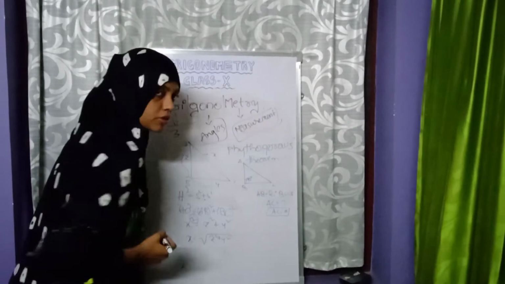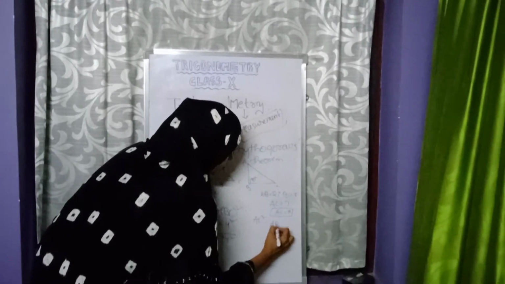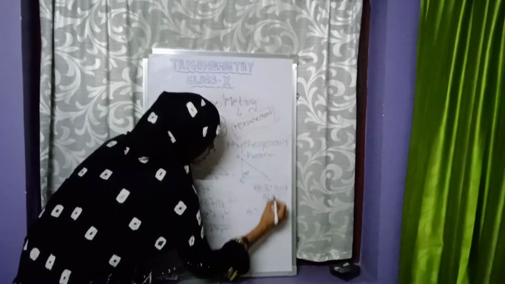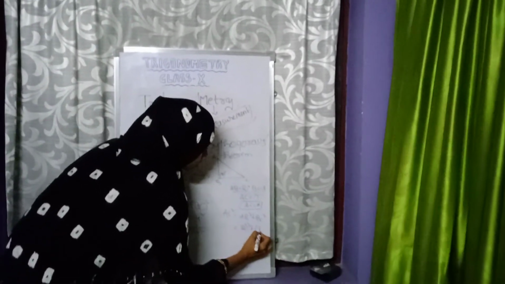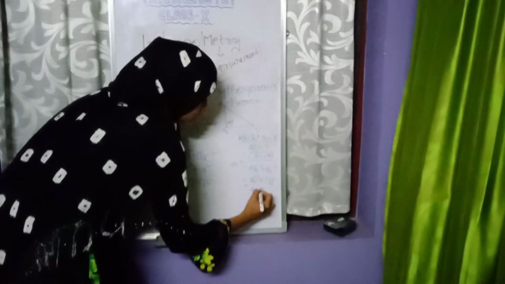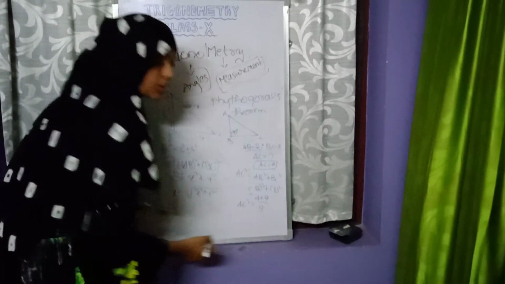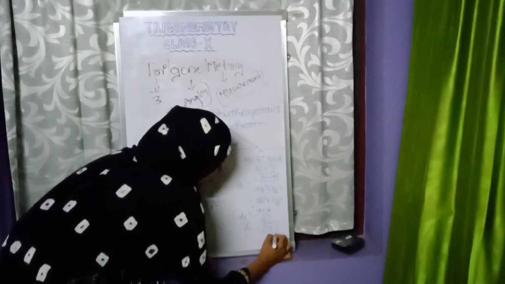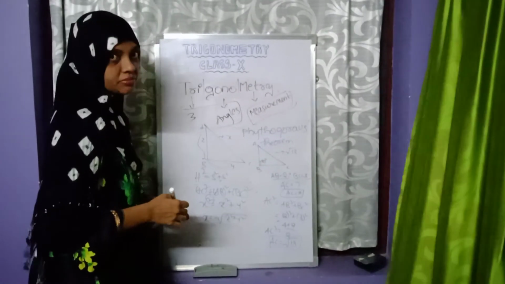We already know that the Pythagoras theorem is AC square is equal to AB square plus BC square. What is the value of AB? 2. 2 square plus, what is the value of BC? 3. 3 square. Now 2 square is 4 and 3 square is 9. 4 plus 9 is 13. AC square is equal to 13, so AC is equal to the square root of 13. That means the value of the hypotenuse is root 13.